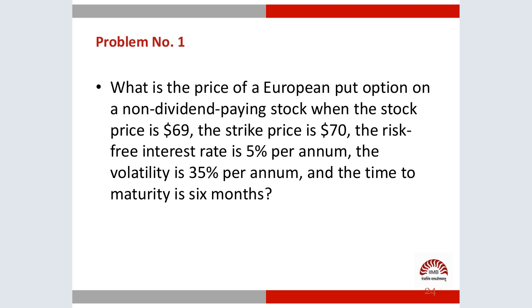What is the price of a European put option on a non-dividend paying stock? The stock price is 69, strike price is 70, risk-free interest rate is 5%, volatility is 35%, and time is 6 months. The first thing you do when you see a problem like this is identify the terms. So your S0, the current S, is 69, strike K is 70, r is 5%, T is 6 months, and sigma is 35%.